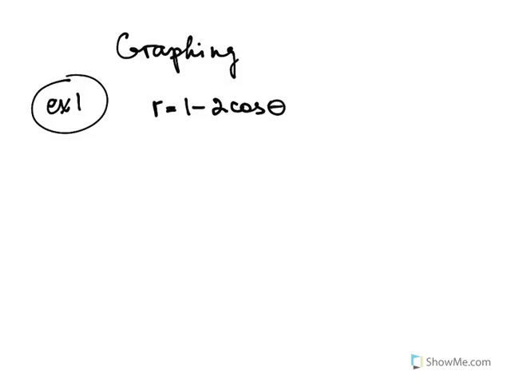Okay, in this video, I just want to show you how to sketch quickly. So, first example, r equals 1 minus 2 cosine of theta. Please look at that chart that I posted on Haiku, or go back and watch my first video again. The rules are very important.